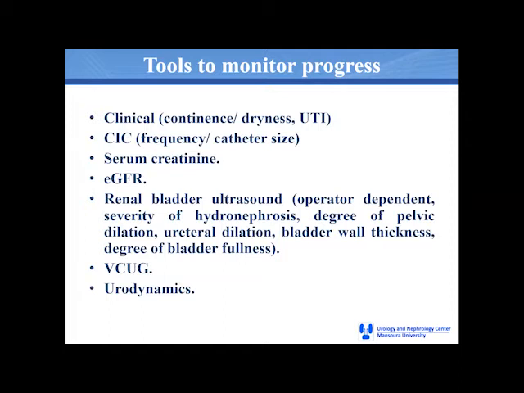Sometimes we get serum creatinine and estimate the GFR. The renal bladder ultrasound is our best friend. Try to get as much information as you can on ultrasound.